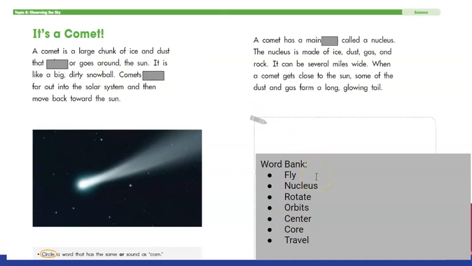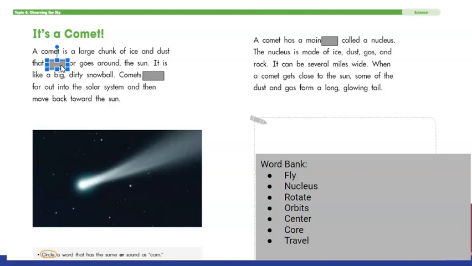A comet is a large chunk of ice and dust that fly or goes around the sun, that nucleus or goes around the sun, that rotate or goes around the sun, that orbits or goes around the sun, that center or go around the sun, that core or go around the sun, that travel or go around the sun. Which word do you think is missing from our sentence?